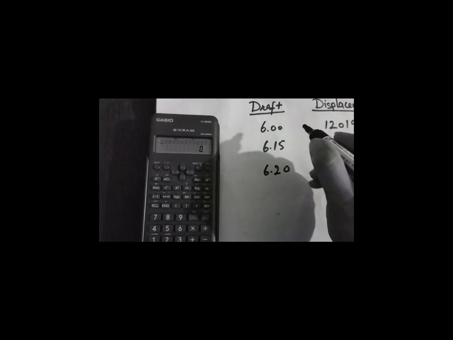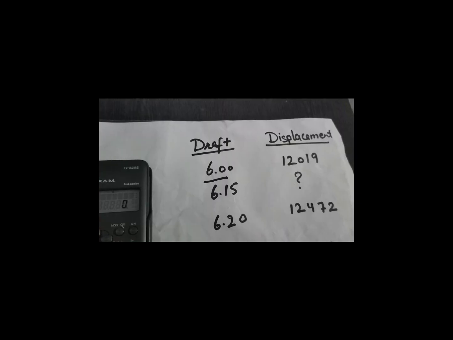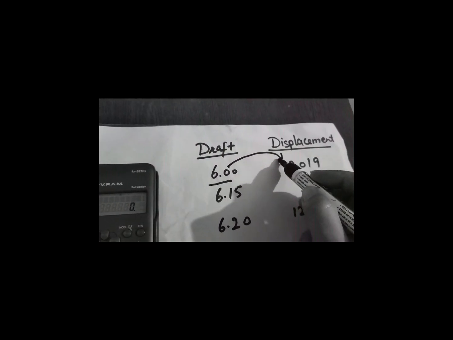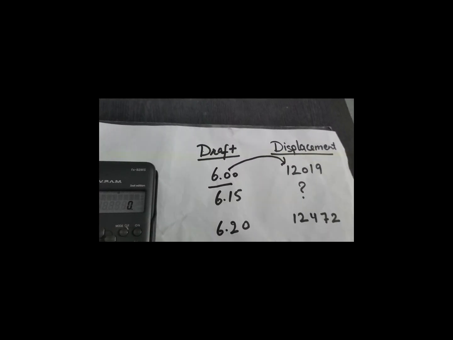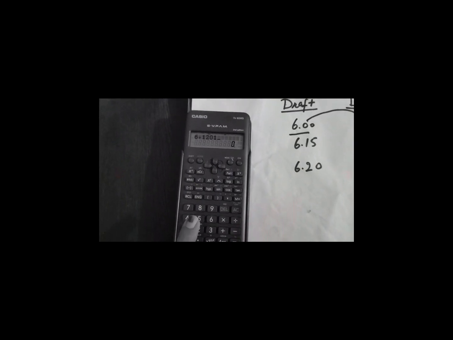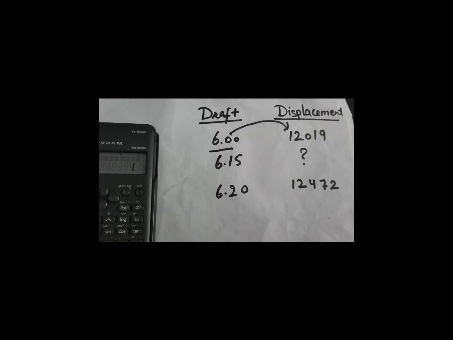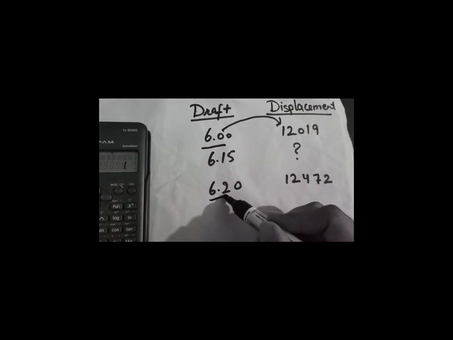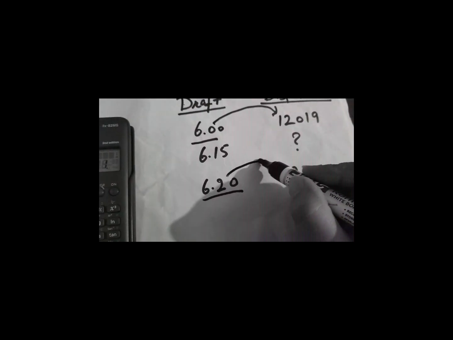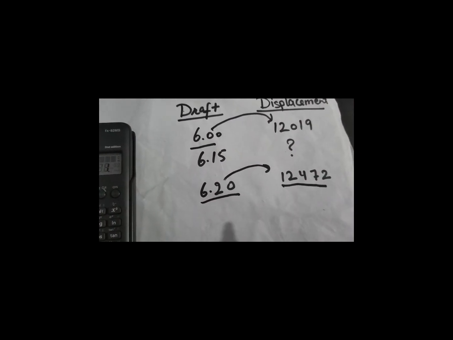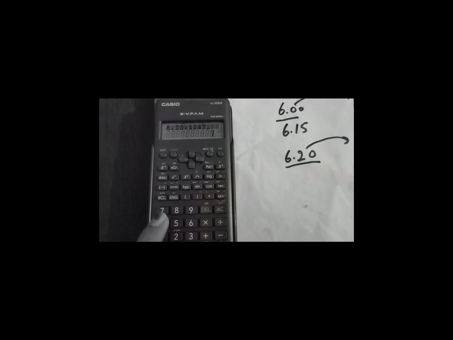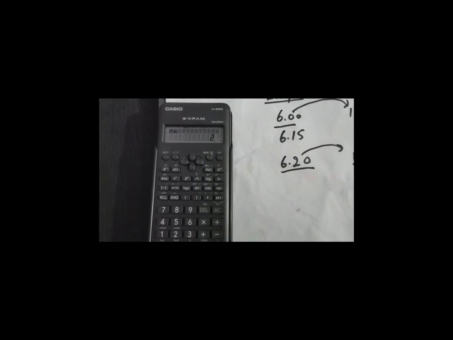Now you put the first value, that is 6 meters. So 6, now press comma, and now you enter the corresponding displacement value for the draft, that is 12019. Now press M plus. So this was the first known value. Now enter another known value, that is 6.20, and then comma, and now enter the corresponding value for this draft, that is 12472, and then M plus, that is another known value.